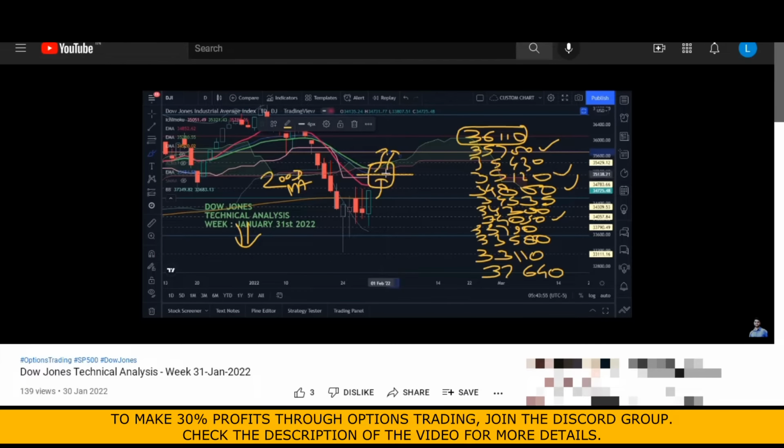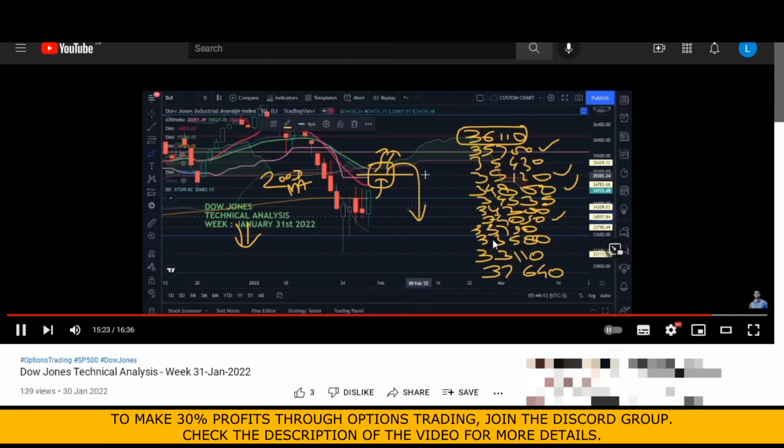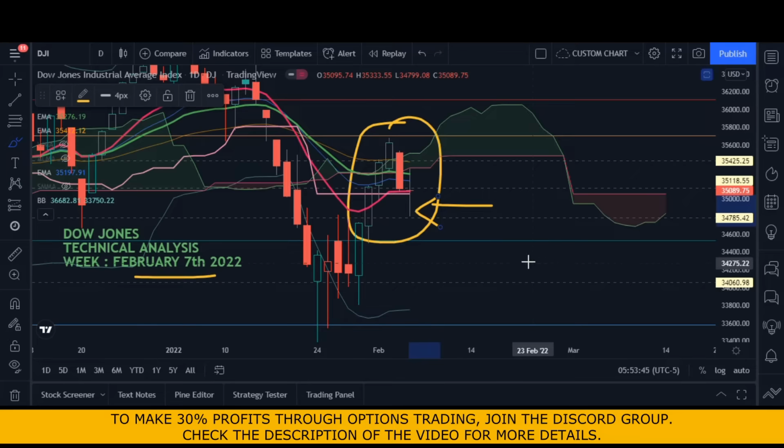So if you see, the market struggles here around 35,120, and it is still below the Ichimoku, which means the market failed to close above Ichimoku, which means the market is going to come down. Okay, so as you have seen, last week I told you clearly, this is what is going to happen. This is how exactly it is going to work.